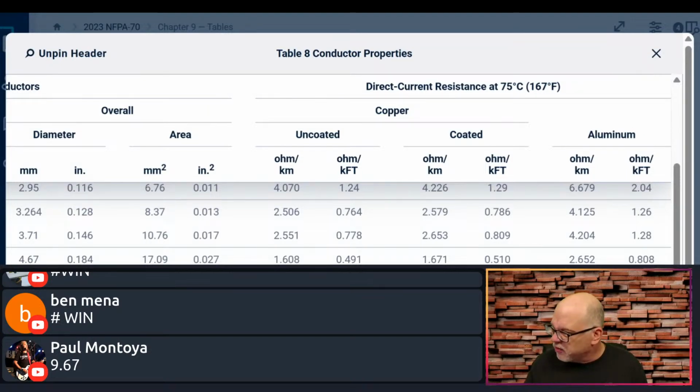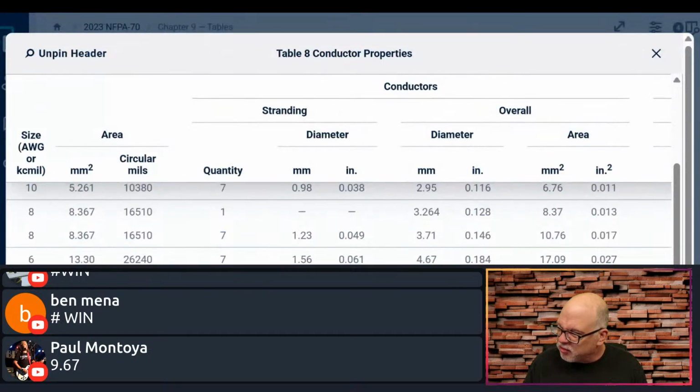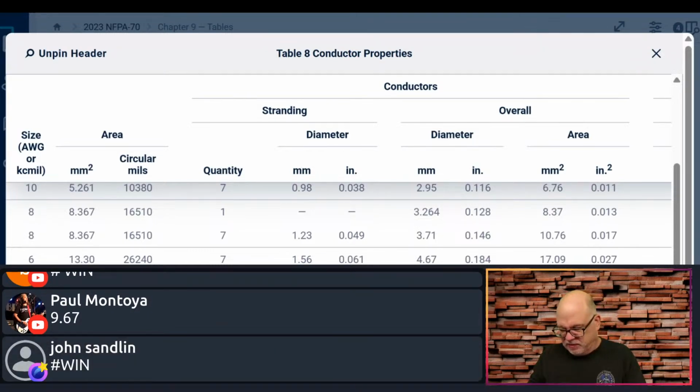I want to try this and do this way. I'm going to go back over here, and I want to plug in the circular mills of this 3, and it is 52,620. So I'm going to do 52,620 in my calculation. All right, so there you go, Paul's worked it out. Let me do this my way. Let me find my calculator.